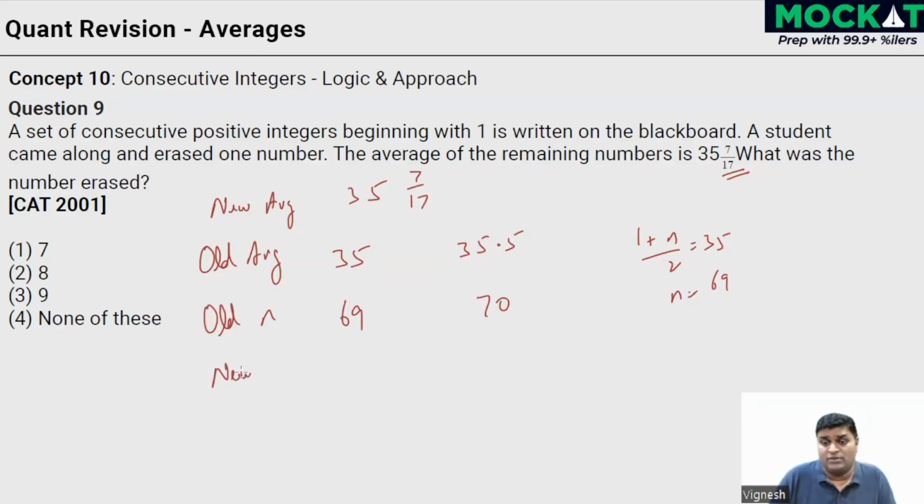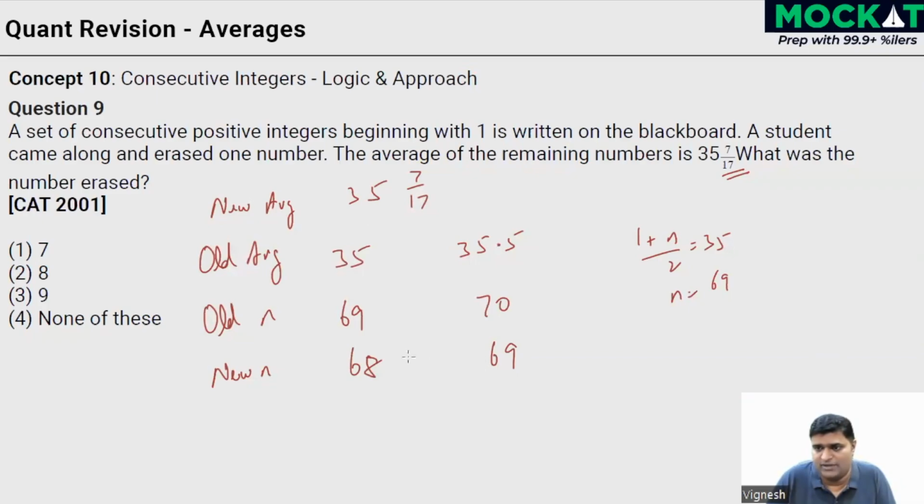Then what would be the new number of terms when you remove one of them? It's going to be 68 or 69. Now, this new number of terms is what is going to give us a lot of info in solving this case. I know that the new average is 35 7/17. That means the denominator had a 17 multiple. Average is total divided by number of terms. Total is always an integer. Denominator is the number of terms. The number of terms has to be a 17 multiple for me to have a 17 here.